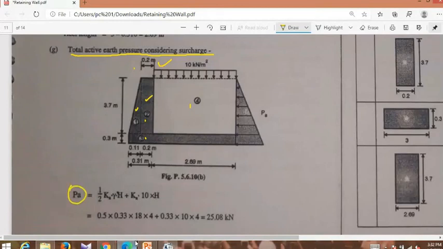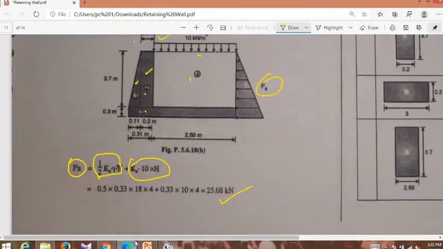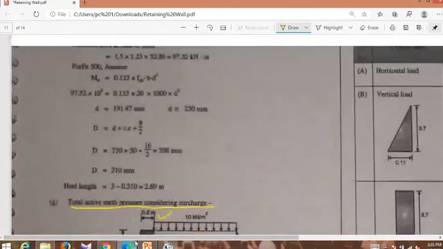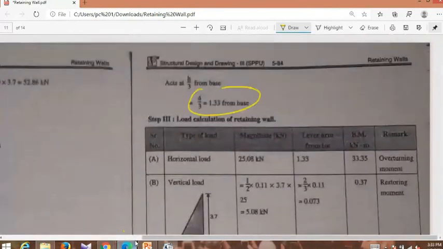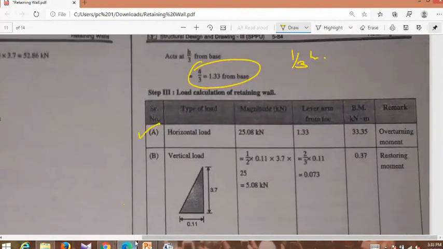Okay. Then just determine the PA. This one, PA, is given by half into Ka into gamma into H, and this one due to surcharge is Ka into 10 into H. You will get the total earth pressure in terms of load. Then calculate this one height. It will always act at 1/3 the height. Then the most important thing is that in this tabular column, first go for all the horizontal forces.